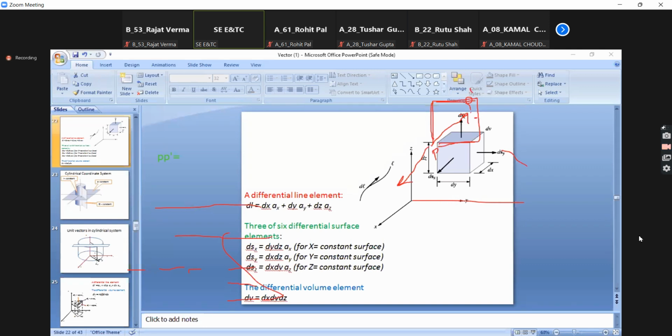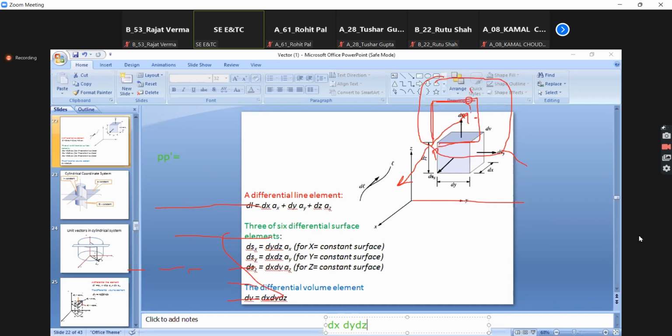और अगर मुझे इस particular क्यूबॉइड का वॉल्यूम लिखना है तो it will be length into breadth into height. Okay, so therefore इसका वॉल्यूम क्या होगा? dx dy dz. This will be the volume of this particular small cuboid which is formed.